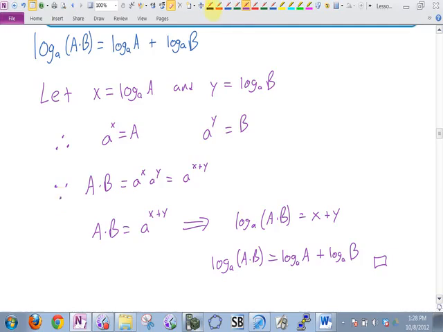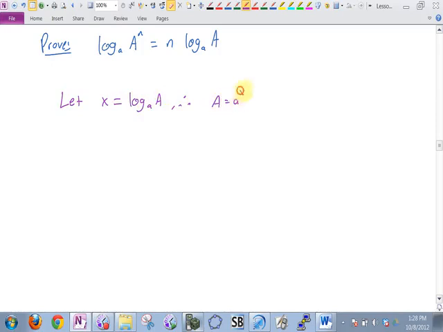The other one that we can prove is the power property. So let's prove that the log base a of capital A to the n is equal to n times the log base a of capital A. Okay, let's start by letting x equal the log base a of capital A. Therefore, capital A equals a to the x. Agreed.